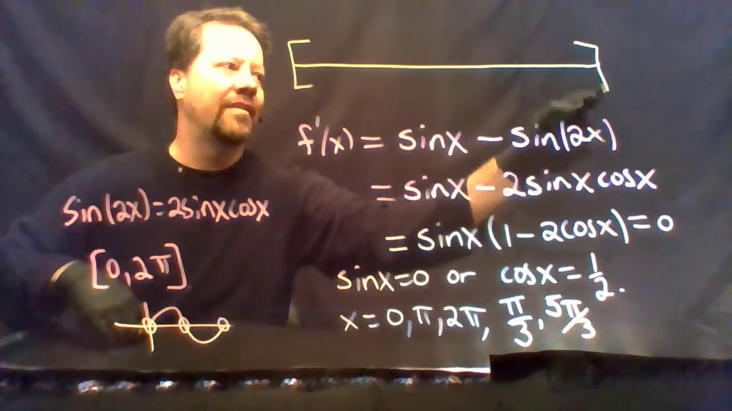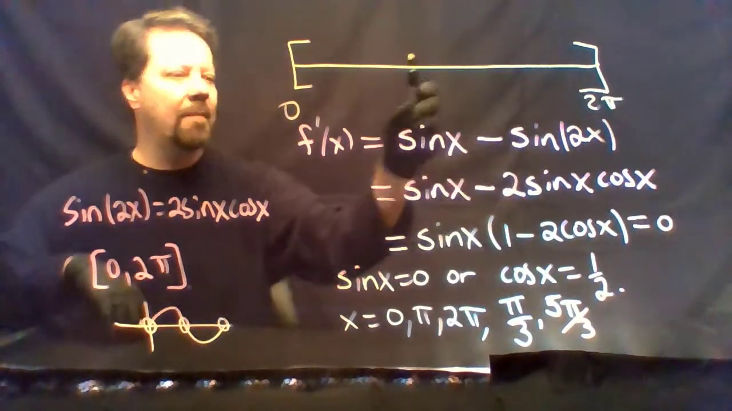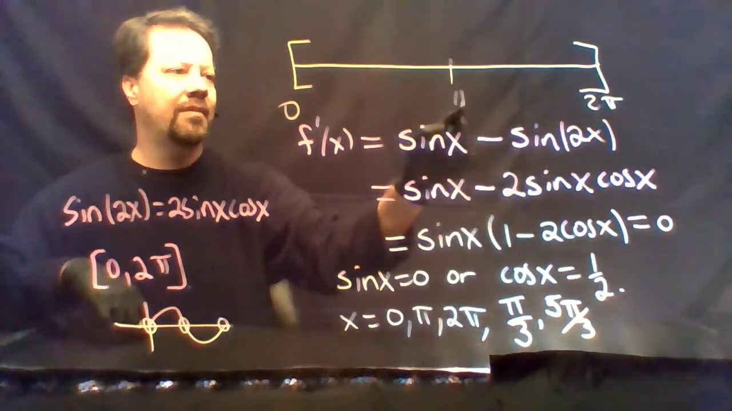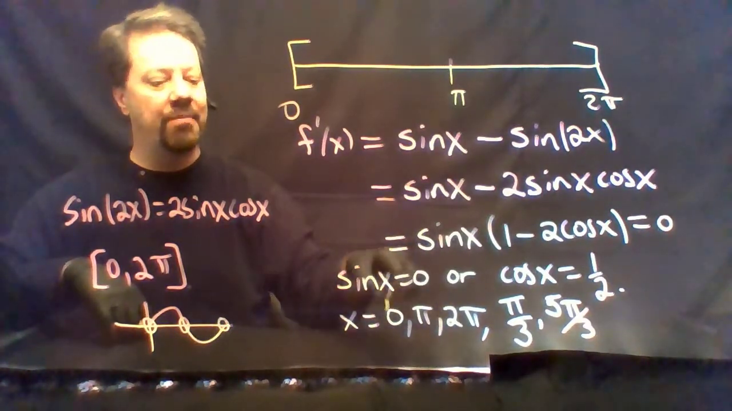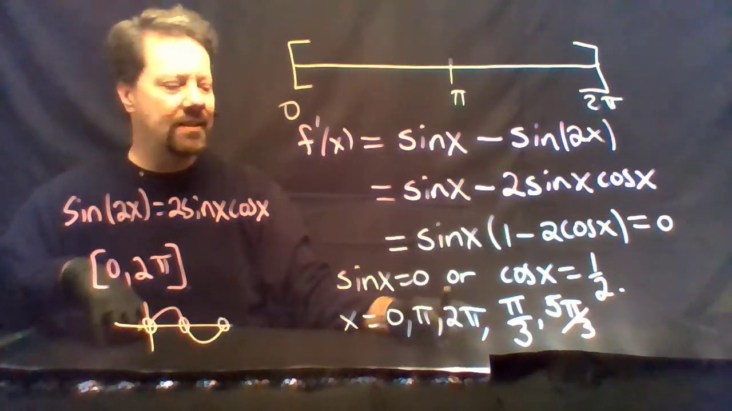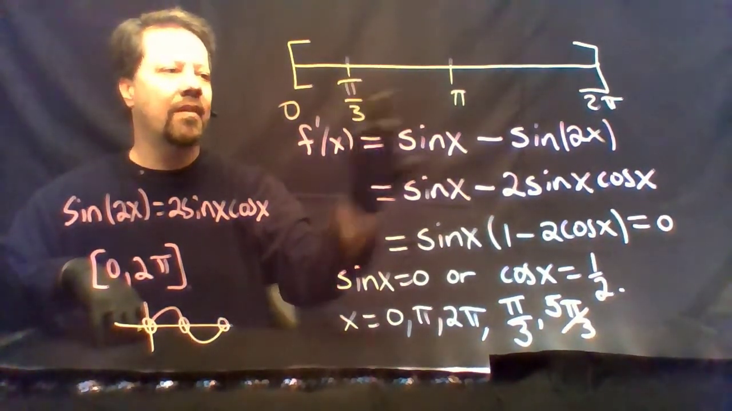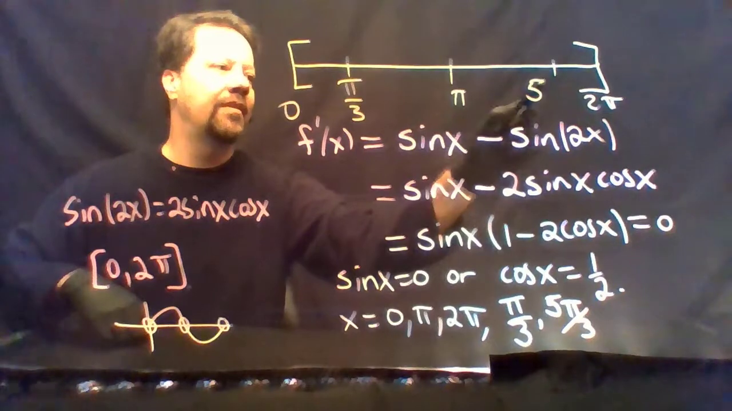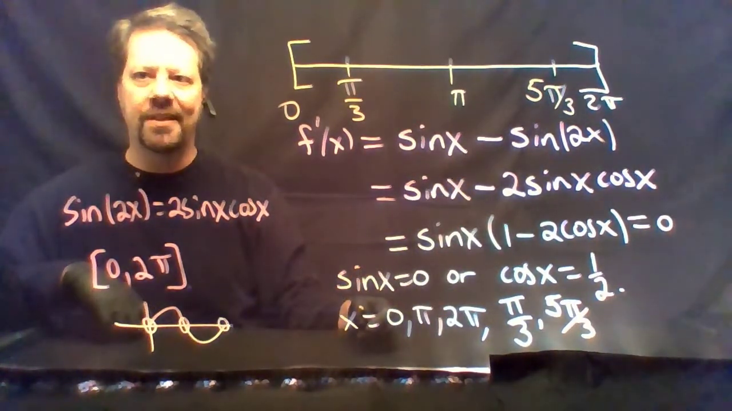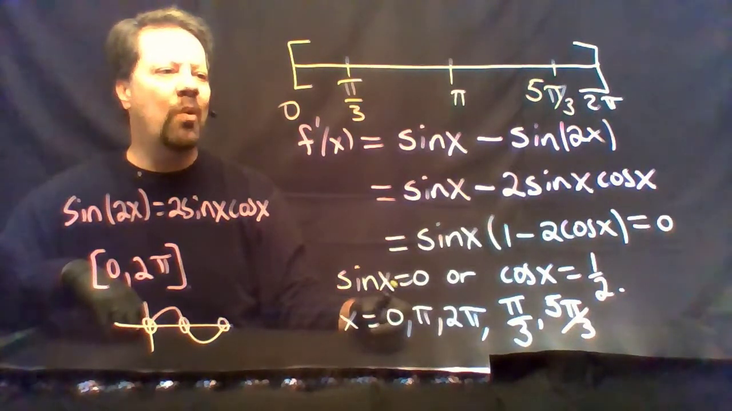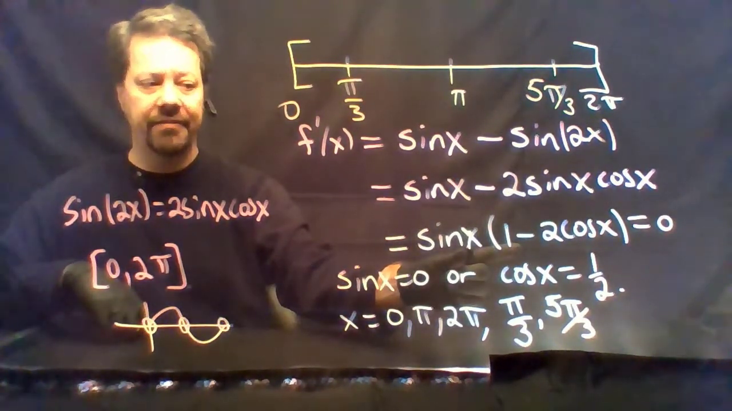Now, our interval is from 0 to 2 pi. We're going to have 0, pi, and 2 pi as critical points, but 0 and 2 pi are really endpoints. We have pi over 3 and also 5 pi over 3 as critical points as well. We need to test one point in each of the resulting three intervals in the derivative.